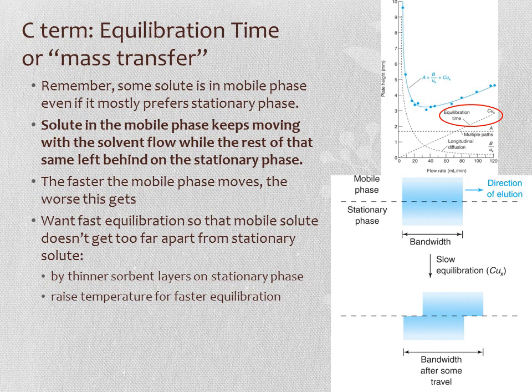So the faster the mobile phase moves, the worse this is going to get, the more left behind some analytes will be on the stationary phase. So we want a very fast equilibration so that the mobile phase won't get too far ahead of the stationary phase. We do this by doing a few things. One of the easiest things is to have a thinner layer of liquid stationary phase. Another thing we can do is raise the temperature.